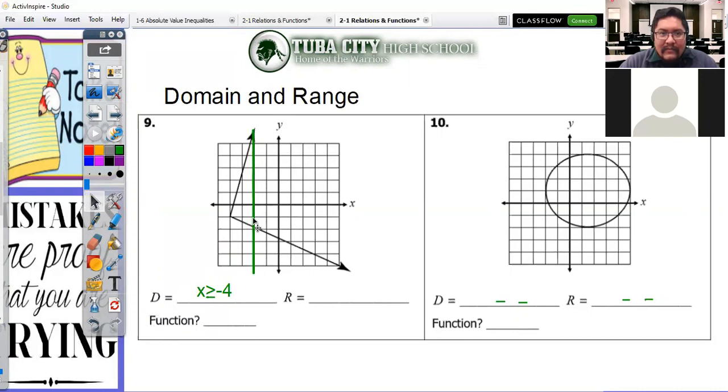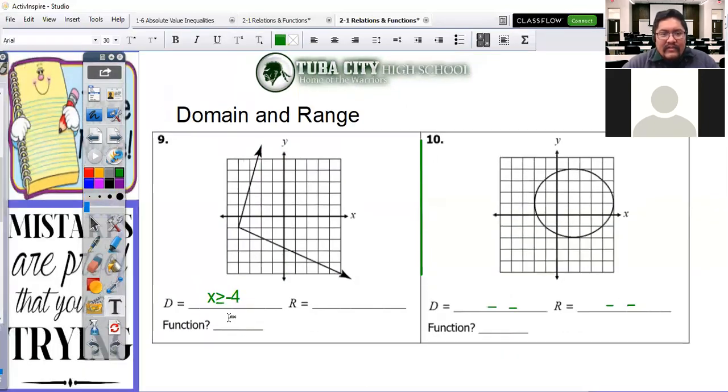Now that line up top goes on forever. So even though I don't see it on the graph, both arrows keep going forever. So I guess we're going to have to work on the range now. And we already used the vertical line test. So in this case, it's going to be a no. It's not going to work.